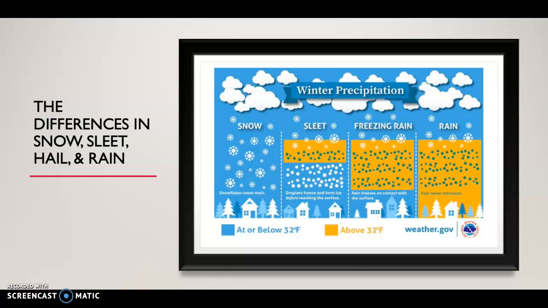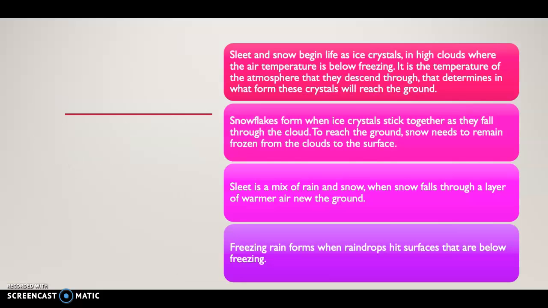Next, we are going to be talking about the differences in snow, sleet, hail, and rain. First, we are going to talk about how sleet and snow begin as ice crystals. Along with ice crystals, they start in high clouds where the air temperature is below freezing. It is the temperature of the atmosphere that they descend through that determines in what form these crystals will reach the ground. Next, we have snowflakes.